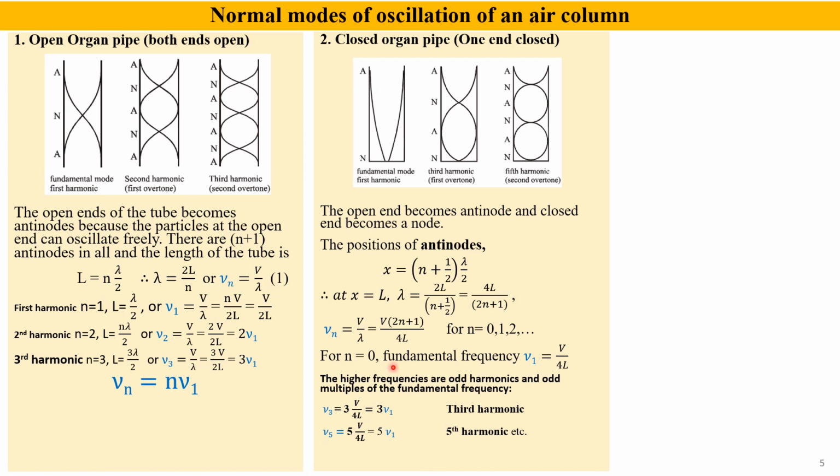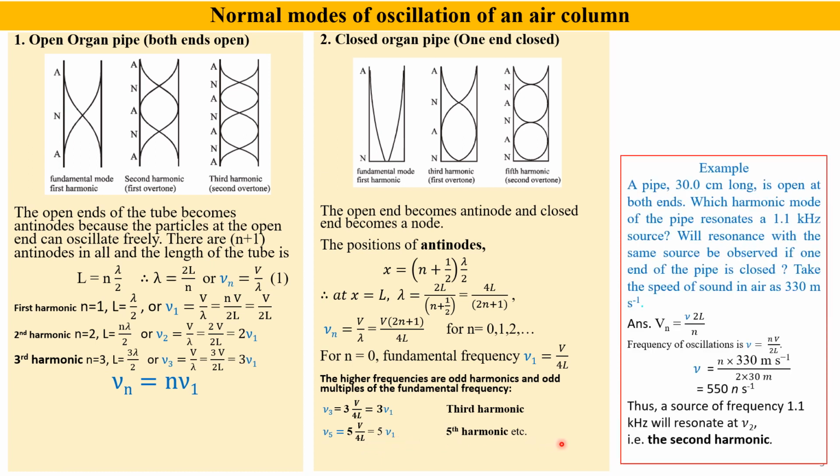Similarly, we can find the fifth harmonic by putting n is equal to 2, wherein we get nu 5 is equal to 5 into, that is 2 into 2, 4 plus 1, 5 by 4, 5V by 4L, that is 5 times nu 1. This is the fifth harmonic.